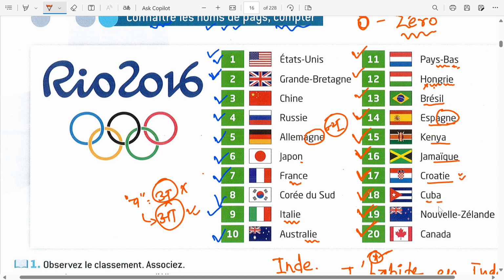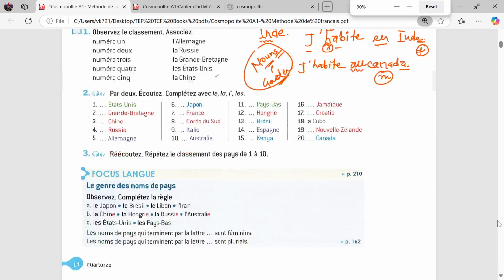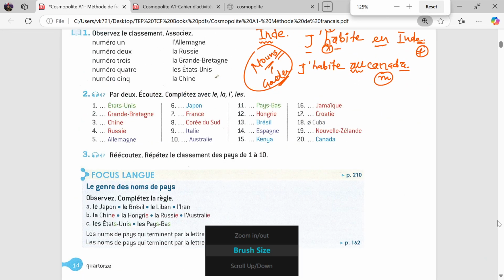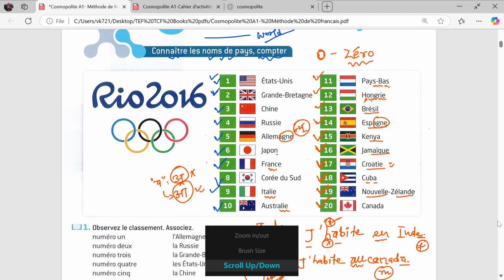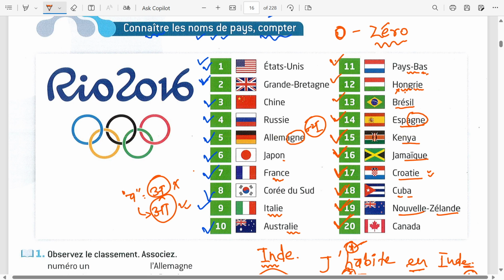Then Cuba. And this word is Nouvelle, which means new, and Zealand, so New Zealand, Nouvelle-Zélande. Once you start listening to some audios, news, etc., you'll be hearing these words very frequently.